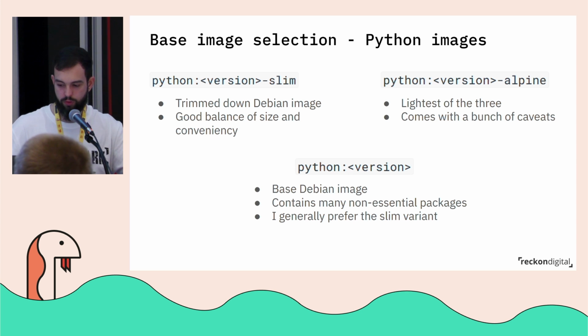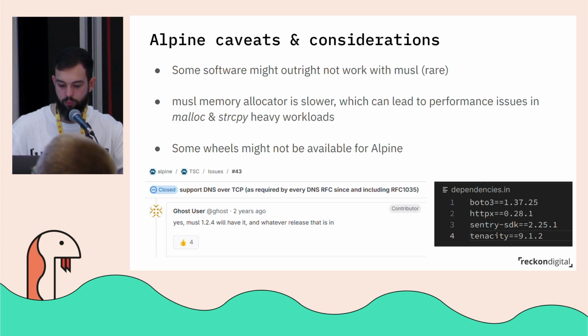And then we're going to talk about Alpine, and this is where I will slightly go against the grain. Many people who are very good with containers will argue that you shouldn't use Alpine, that it's not worth the trouble. So there are some caveats that you need to take into account. It can be slightly slower. Some wheels might not be available, and it's rare, but it could happen that if you're making heavy use of C, something might not entirely work.